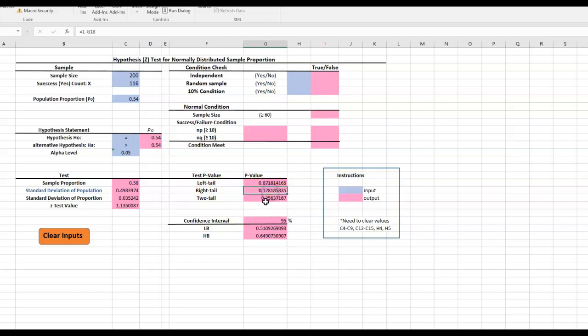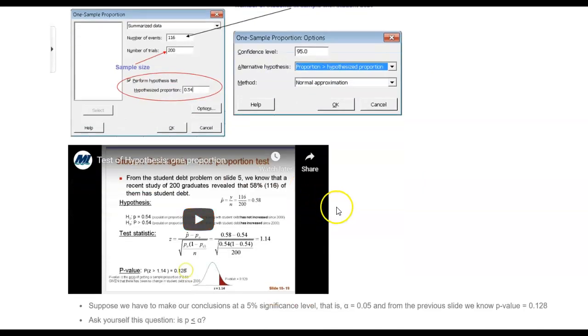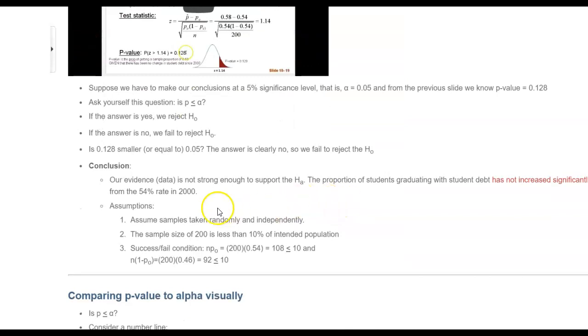Because we chose greater than 0.54, in the p-value reading we want the right-tailed value. So that value will be our p-value, and there's also a confidence interval here. To interpret these values, we get the same conclusion: because 0.128 is greater than 0.05, we fail to reject the null hypothesis. Our evidence is not strong enough to suggest HA. So basically we say fail to reject H0.